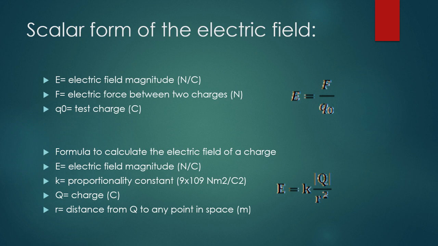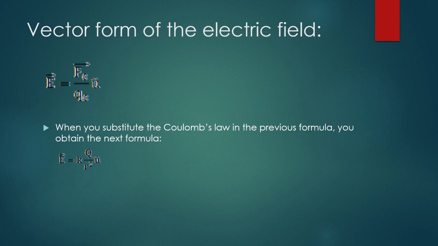E equals electric field magnitude, K means the proportionality constant, which is always a constant, Q means a charge, and R is the distance from Q to any point in space. Here's the vector form of the electric field. When you substitute Coulomb's law in the previous formula, you obtain the next formula.